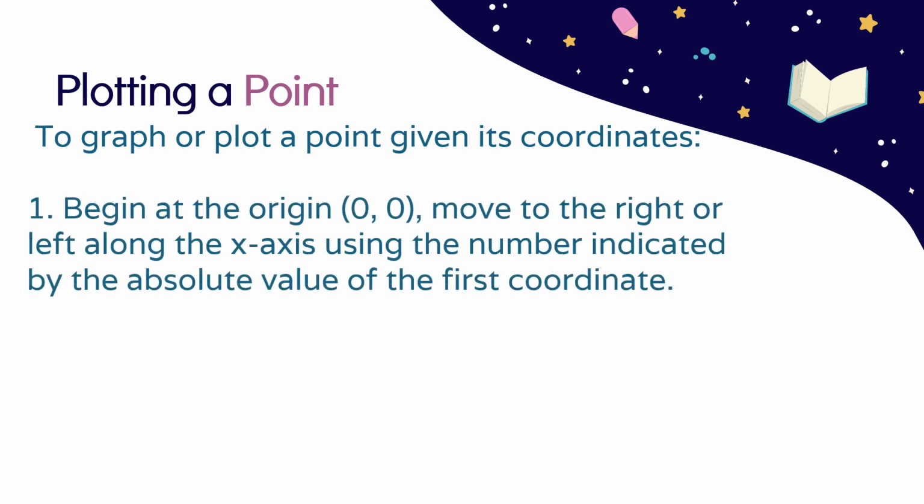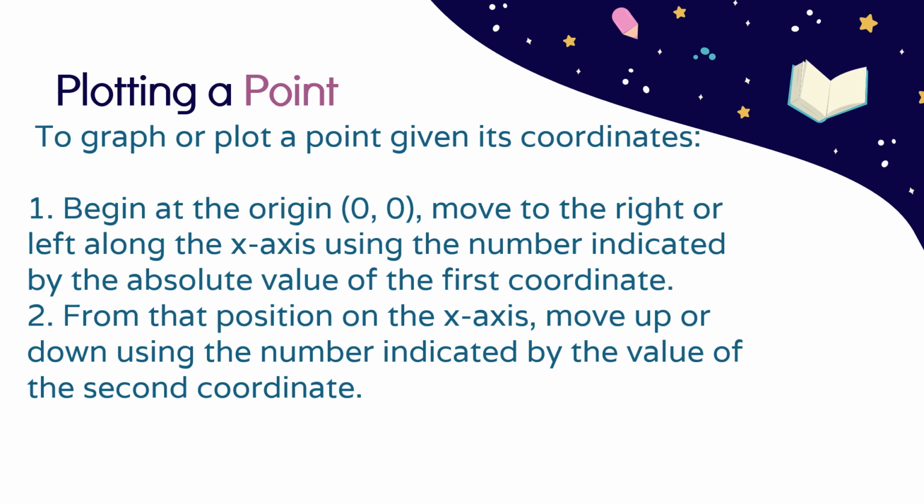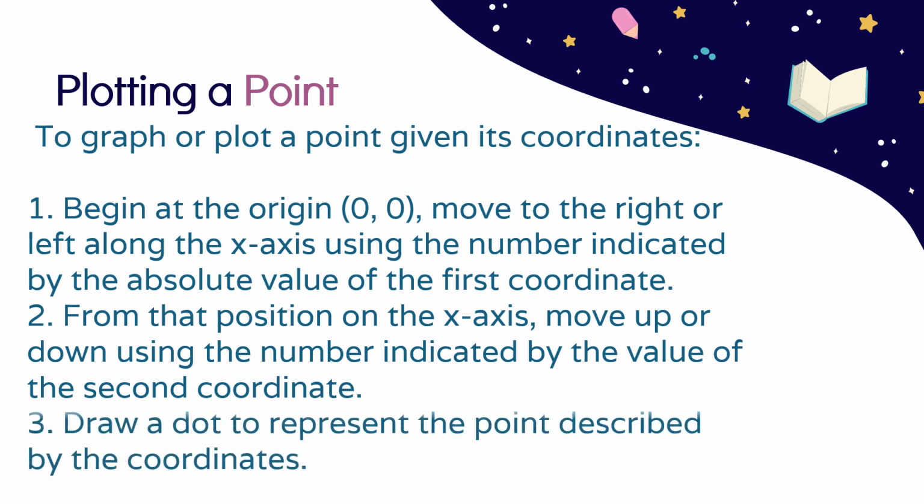We must begin at the origin, then move to the right or left along the x-axis using the number indicated by the absolute value of the first coordinate. Afterwards, from that position on the x-axis, move up or down using the number indicated by the value of the second coordinate. And then lastly, do not forget to draw a dot to represent the point described by the coordinates.